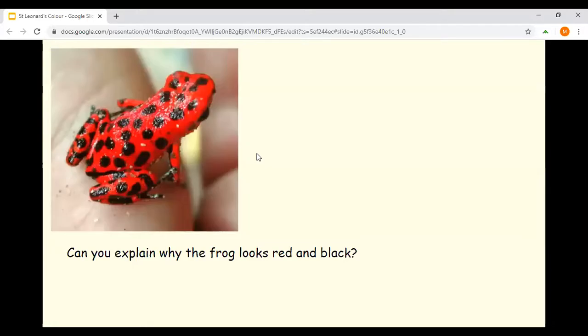Now, here we've got a little tree frog. And I would like you to try and just write a paragraph explaining why this frog looks red and black. So pause the video and have a go.